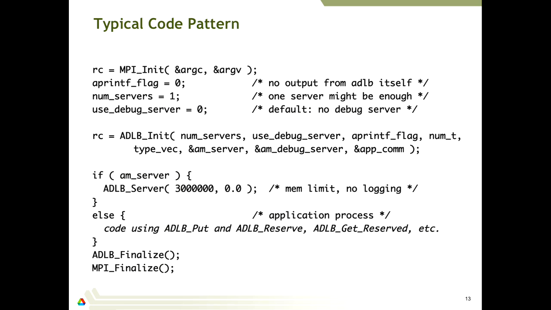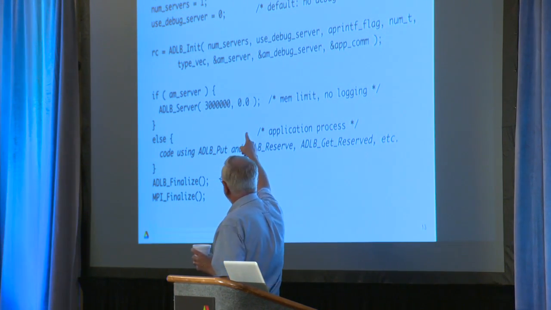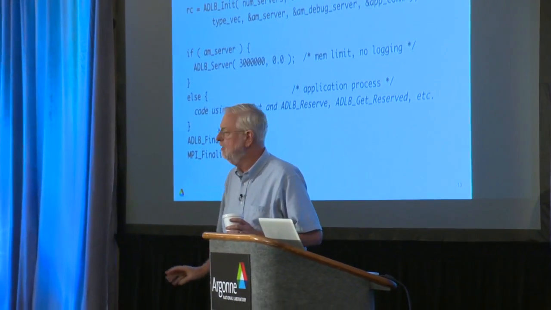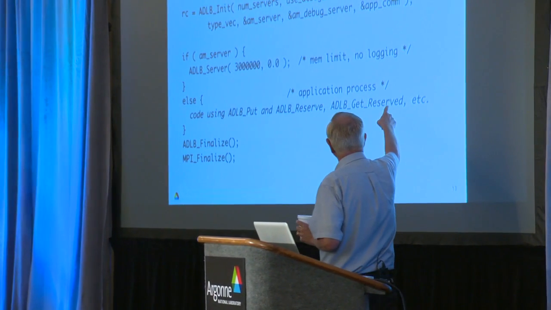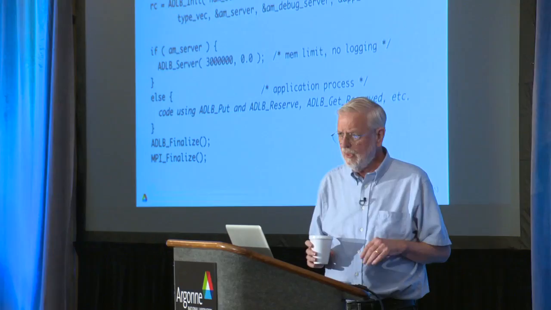So when you call that, you get back a flag that says whether you should be a server or not. If you're a server, you call the server routine, and now you're executing the ADLB code. And if you're not a server, then this is where the normal application code goes. So it's pretty easy to convert something into an ADLB program by just embedding that code in this spot.